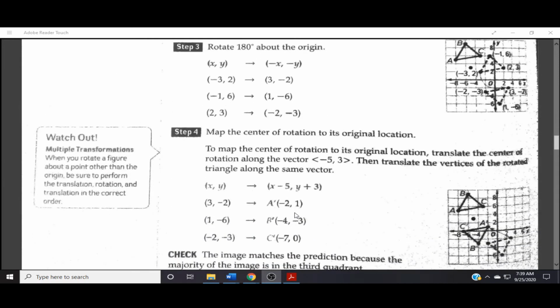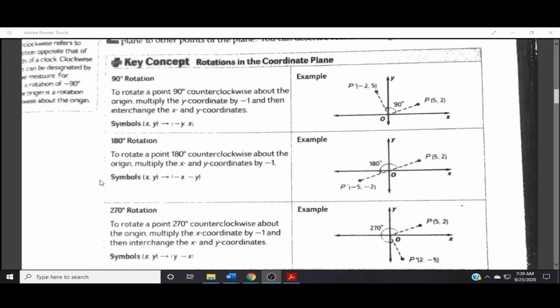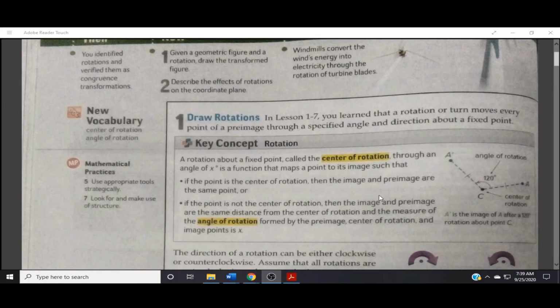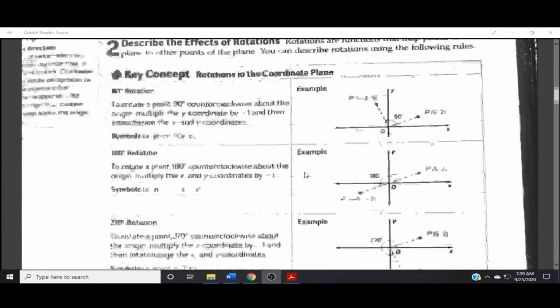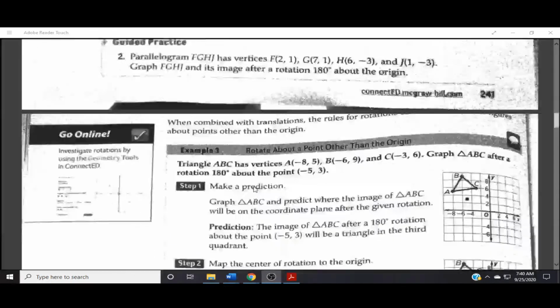So that's rotation. The easiest rotations, the ones I want you to center on, are the key concepts right here. The key concepts are what you should be focused on. Just know how to read it. Read what they're telling you to do and what you need to do with that.